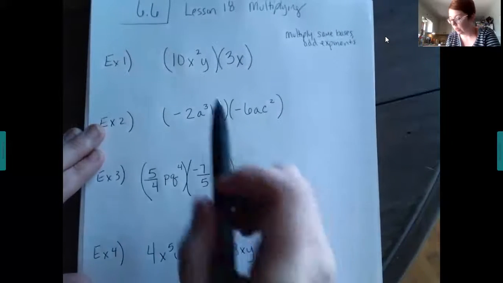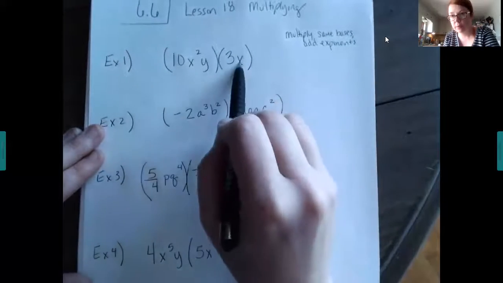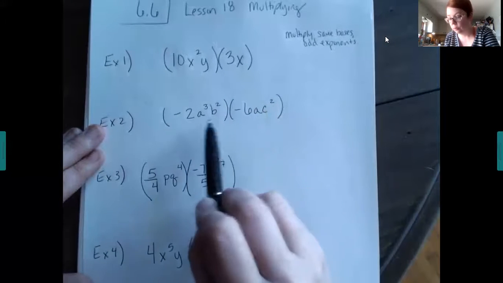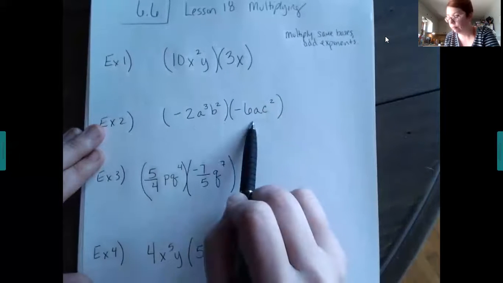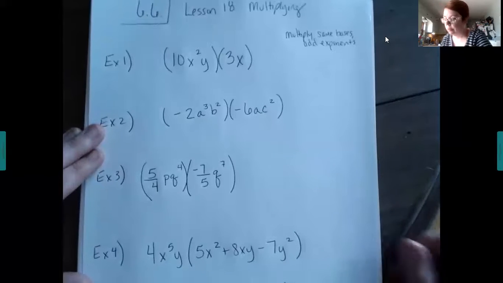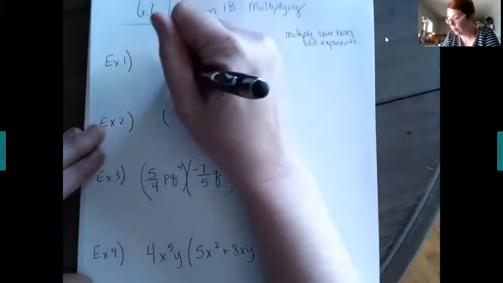So these are, again, monomials. This is one term times another term, one term times one more term. So these are monomials, mono. And then here, this is a monomial multiplied into a trinomial. Not that it makes a difference, but just to review those terms. Okay, so again, you multiply the big numbers together.